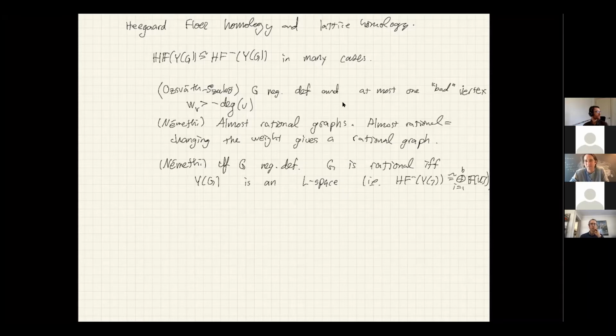Oh, did they prove that they were lens spaces? No, they proved that they were L spaces. There were no bad vertices, and then they extended it to one bad vertex, and that's where the induction stopped. I was just wondering, does Némethi get larger classes of L spaces, and correspondingly larger classes of manifolds for which he could compute? Well, he showed it was an if and only if statement.